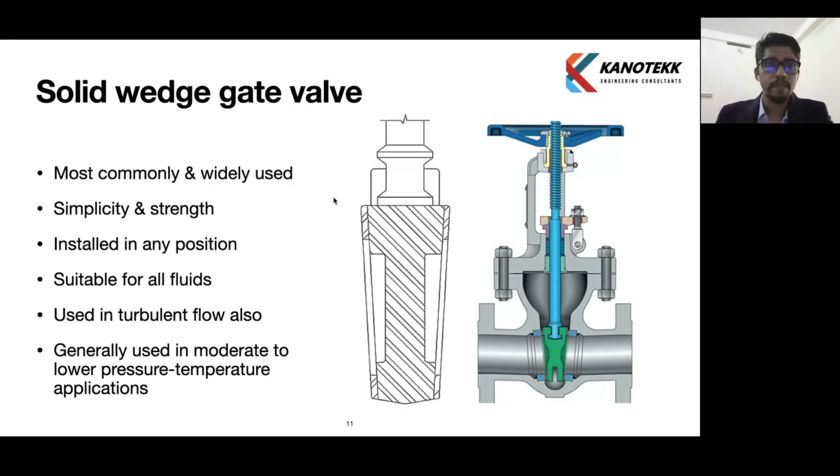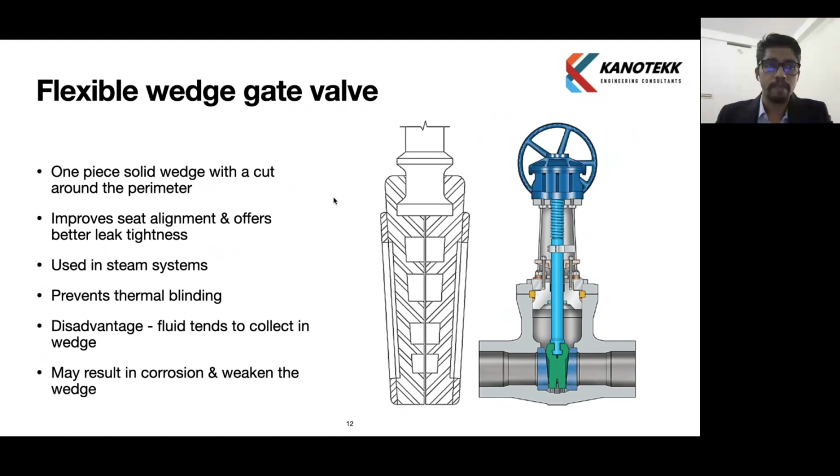The flexible wedge gate valve. This is a one-piece solid wedge with a cut around the perimeter. There is a design change in the wedge. This valve improves seat alignment and offers better leak tightness. It is generally used in steam systems because steam is a high temperature system where there will be thermal expansion. This valve improves the seat alignment and adjusts according to the expansion. So it prevents thermal binding, which is actually thermal locking.